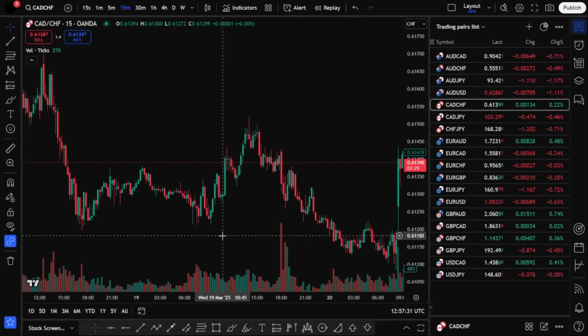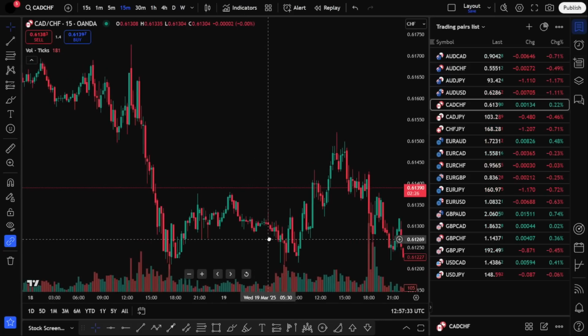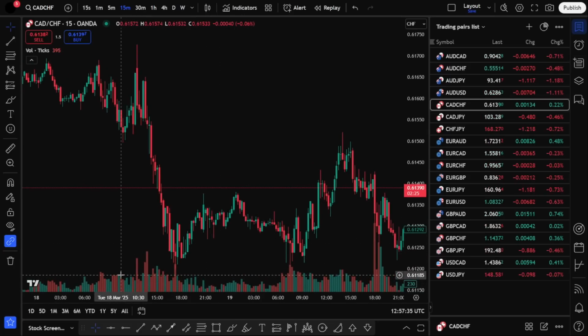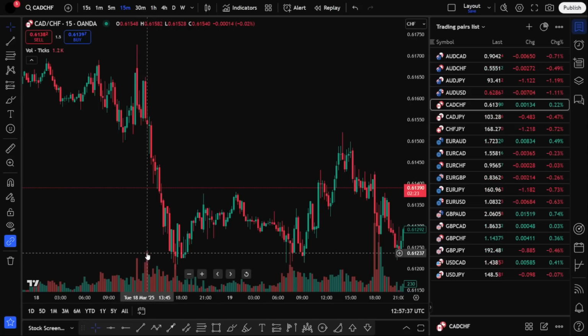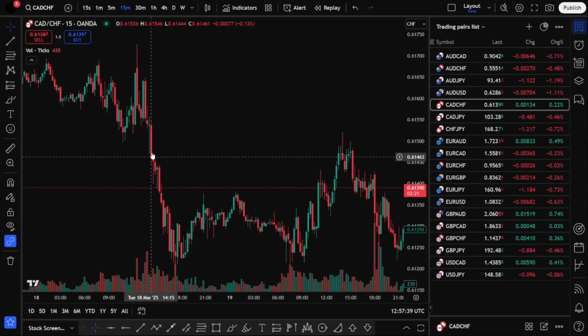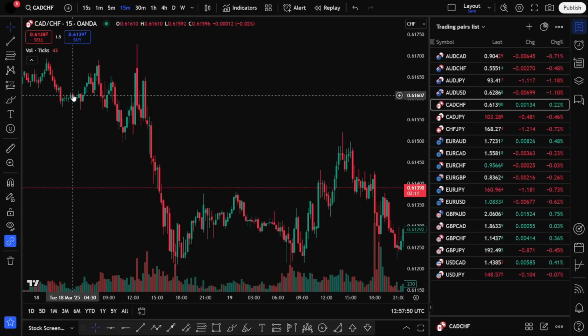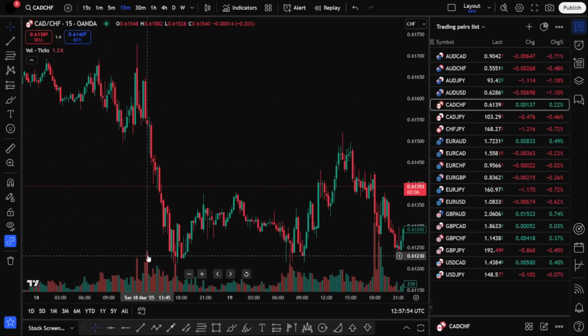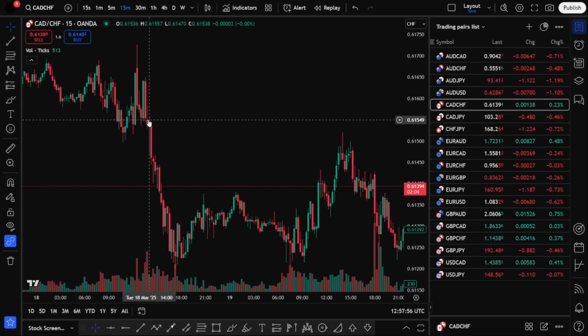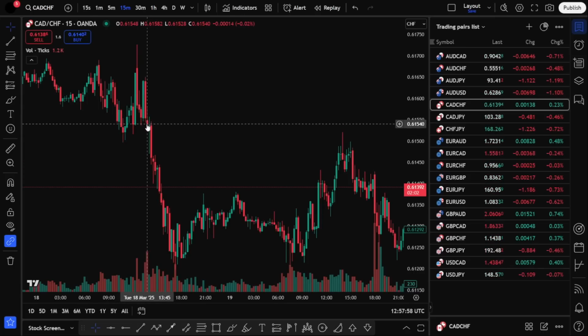So how do you read volume? The taller the bar, the more traders were active at that price level. Low volume equals weak market interest at that price. High volume equals a lot of trades happened, so it's a significant level.